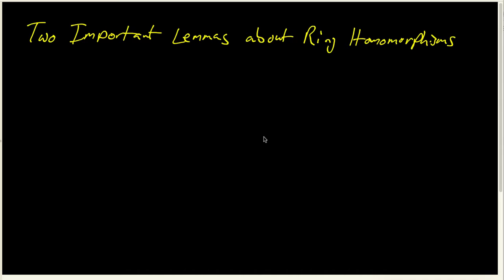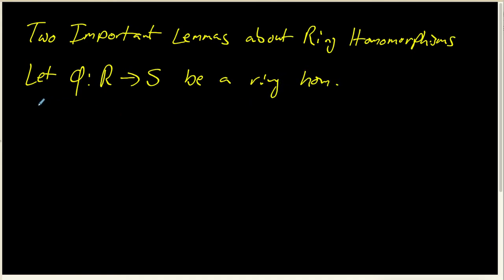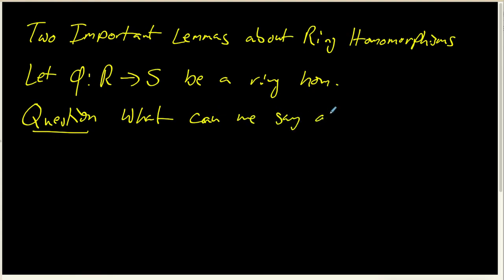In this video, we're going to investigate a couple of questions that will lead to two very important lemmas about ring homomorphisms. So we're going to start by letting phi be a ring homomorphism from ring R to ring S. So we have a ring homomorphism, and now I want to ask a question. My first question is, what can we say about phi of the zero element in ring R?